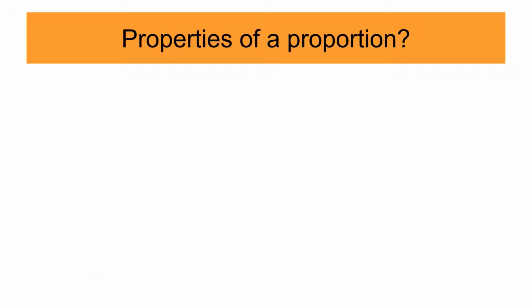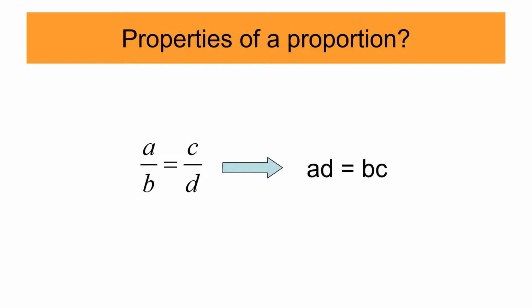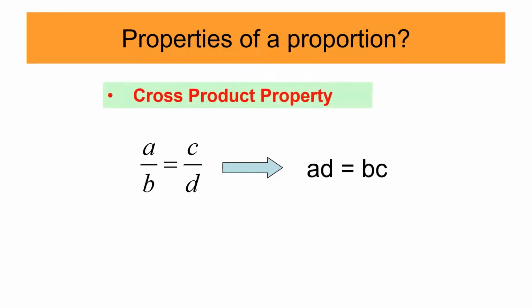Now we write down the cross product property in general form. Suppose there are two ratios A as to B and C as to D. So we can write the proportion as A by B is equal to C by D. Its cross product property says that A into D is equal to B into C.